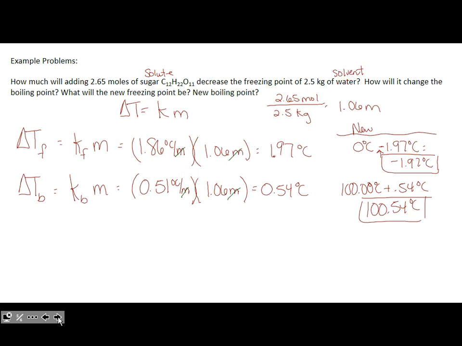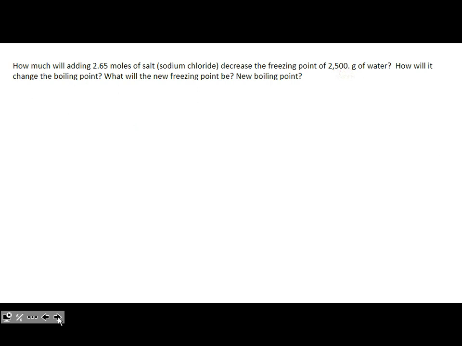Let's consider a situation where our solute is not a covalent solute, but is an ionic solute, and that's what we have here. We're using the same amount, but this time our solute is sodium chloride. That is ionic. Sodium chloride dissociates into 2 ions. The Van't Hoff factor there is 2. 1 mole of sodium, and 1 mole of chlorine. 2,500 grams is 2.5 kilograms. So notice our moles and our kilograms are the same from problem 1. So our molality is 1.06 molal.